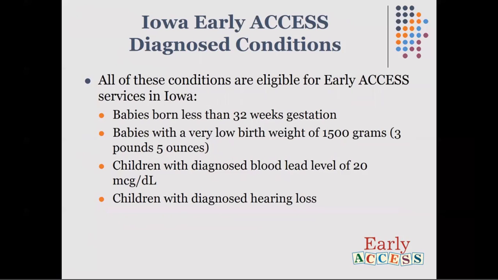Early access staff must review medical records to confirm the child has a diagnosed physical or mental condition. Iowa's early access eligibility includes children born less than 32 weeks gestation, children with a very low birth weight of 1,500 grams, children with a diagnosed blood lead level of 20 micrograms per deciliter, and children with diagnosed hearing loss.